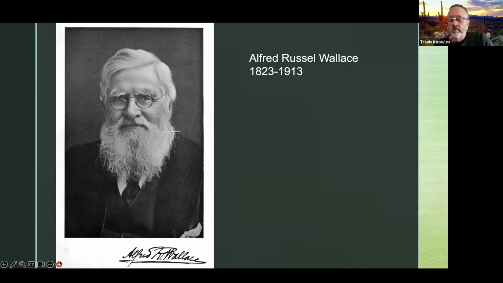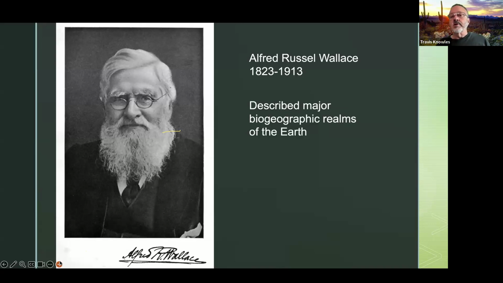You may not have heard Wallace given credit for natural selection. Darwin gets most of the credit, and you'll learn some about this from Dr. Costa as well. But basically, Darwin had been working on that idea for a lot longer, and he'd accumulated a lot more supporting evidence for it. Those are some of the reasons that he gets the primary credit, but we shouldn't forget about Wallace. Wallace had a lot to contribute to biogeography, though, too. He was the first person to divide up the Earth into what he called major biogeographic realms, and I'm going to show you a map of those a little bit later in this presentation.